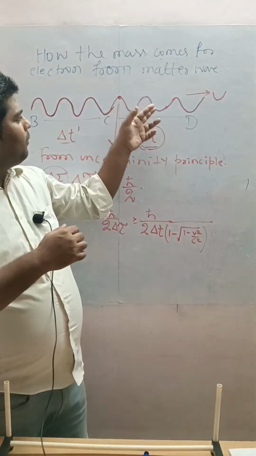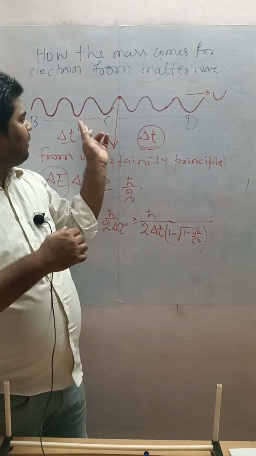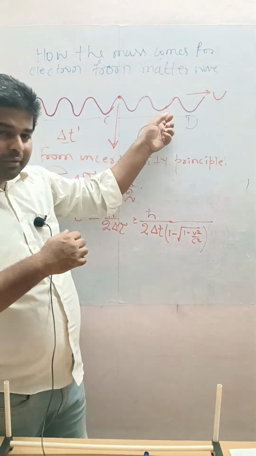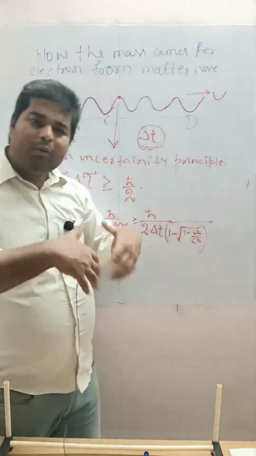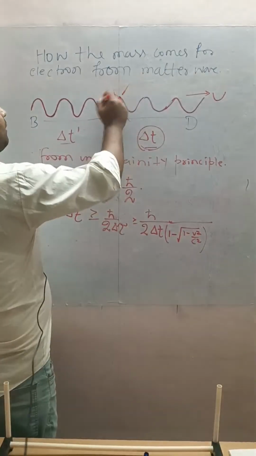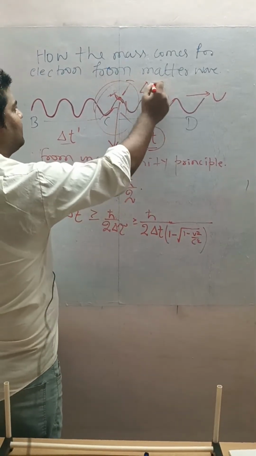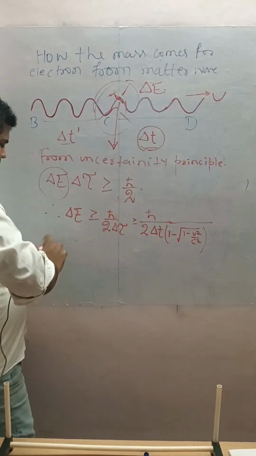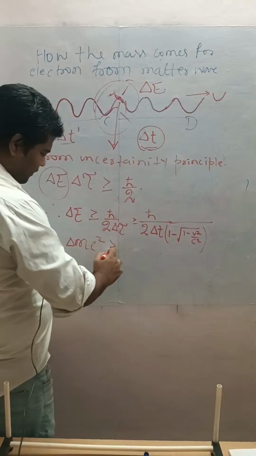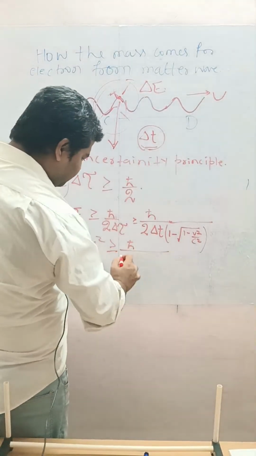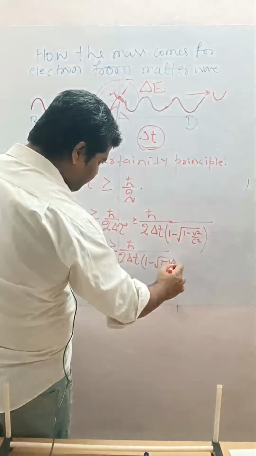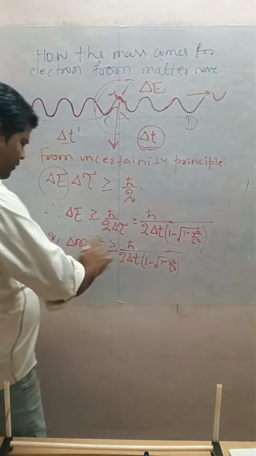Means in the reference frame of this segment, due to gaining a speed, there is some loss of energy. And that loss of energy comes through this. That is del E. And as we know, del E is equal to del m c squared. Clear? Del m c squared.